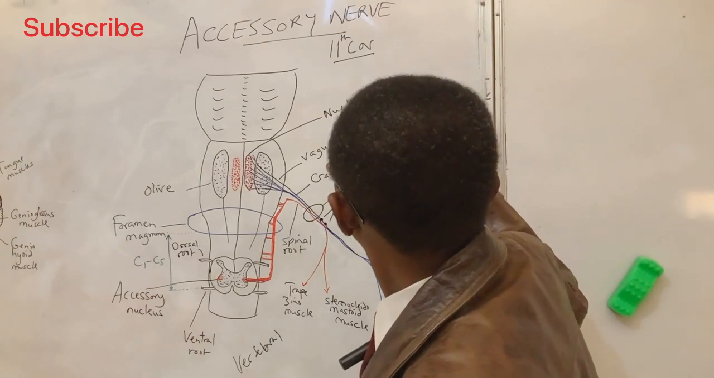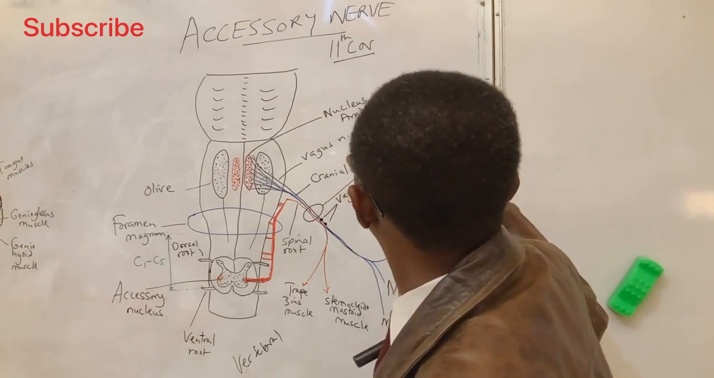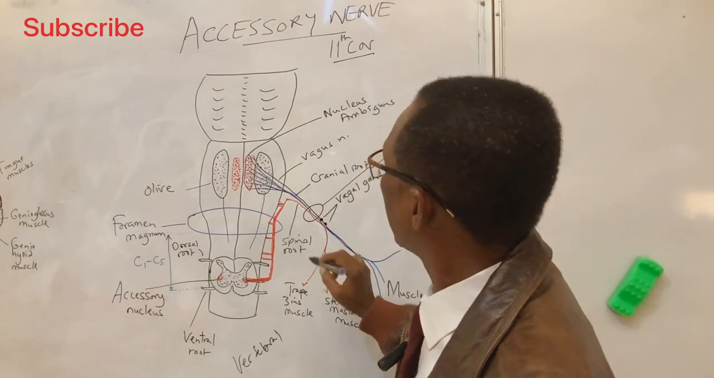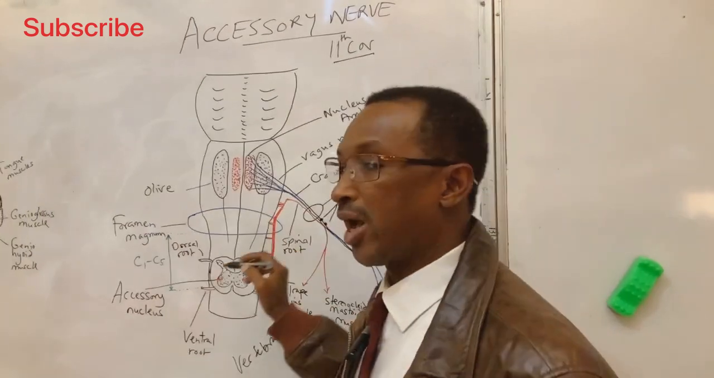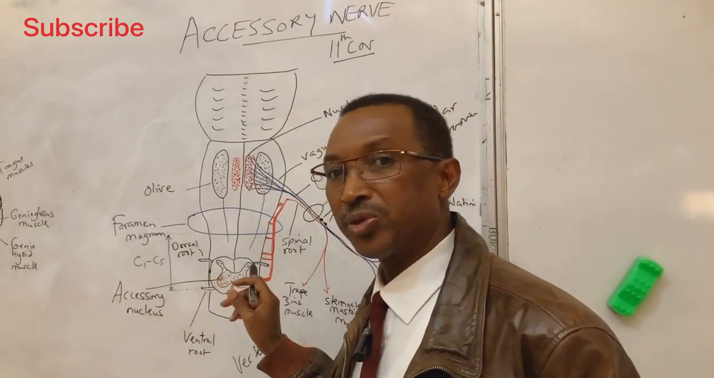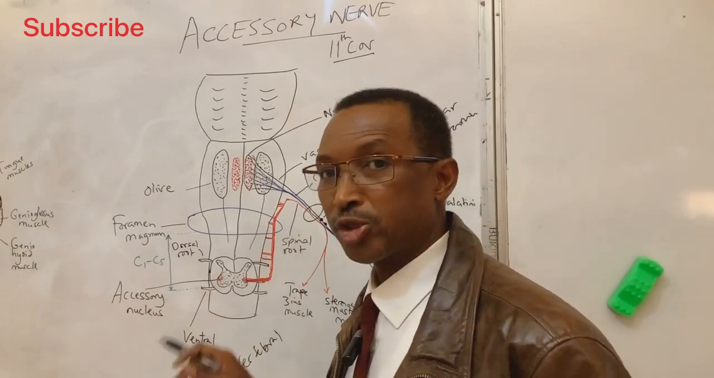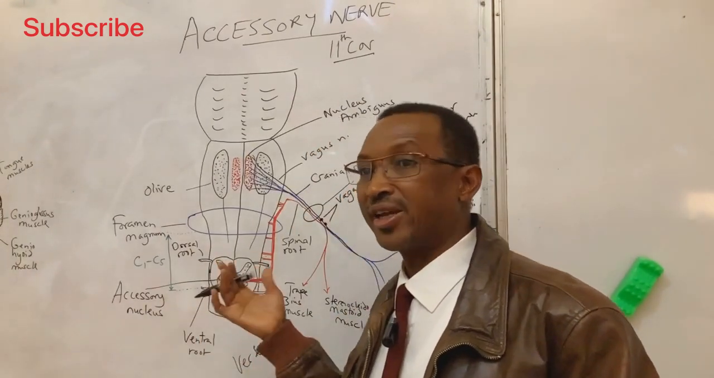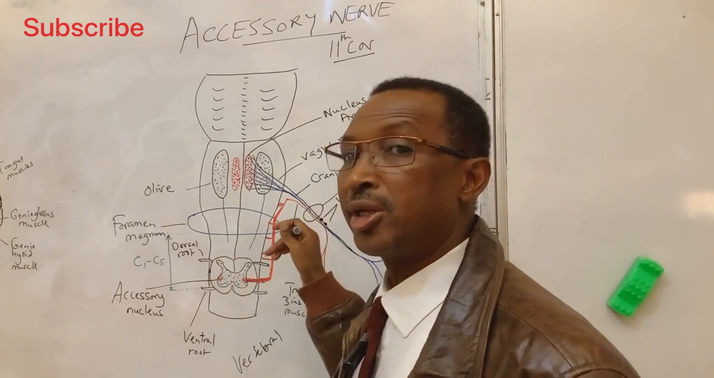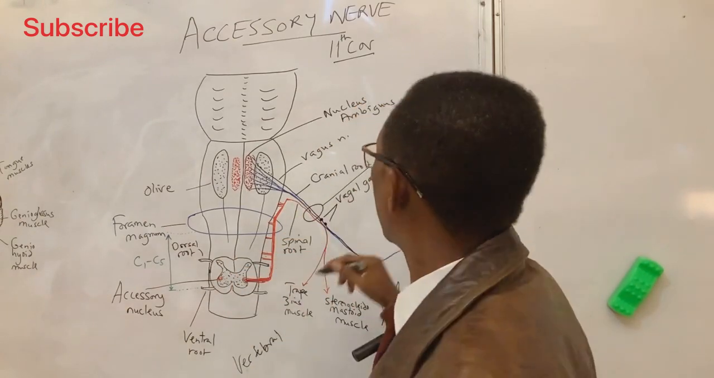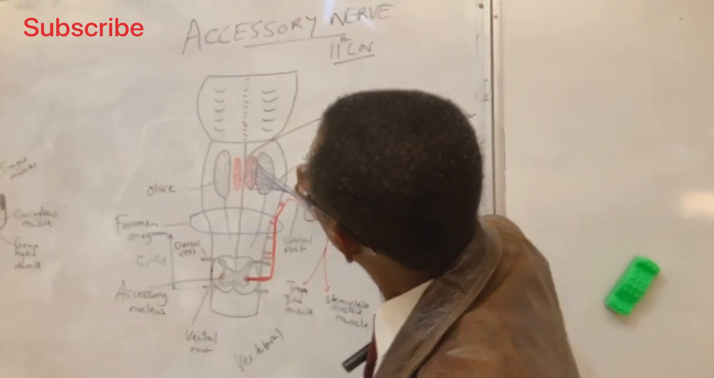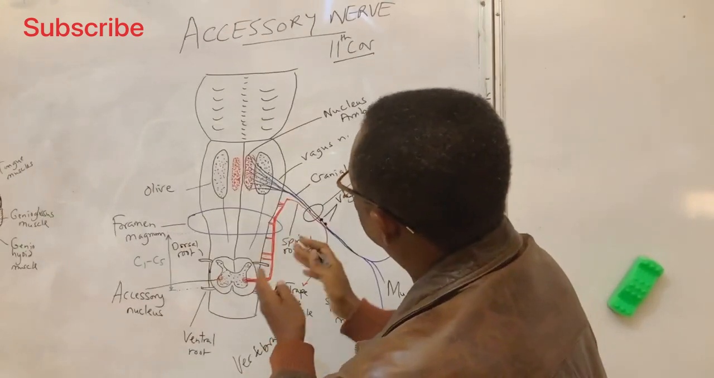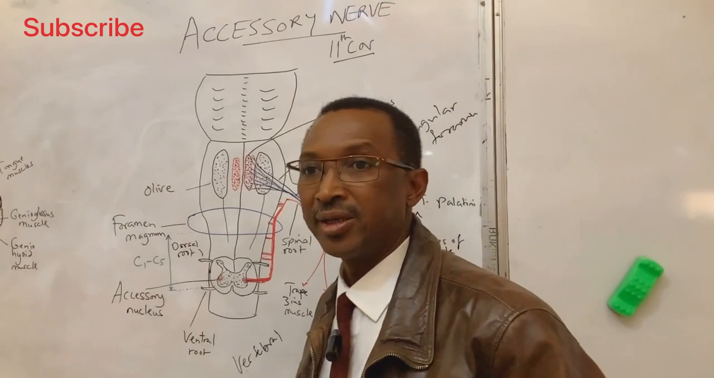So it means that in the jugular foramen, how many nerves that we have? If you can remember, we made mention about the hypoglossal nerve passing through that. The vagus nerve also passes through that, and then the accessory nerve also passes through that. So we have three cranial nerves passing through the jugular foramen. So the vagus nerve also merges with the accessory nerve.